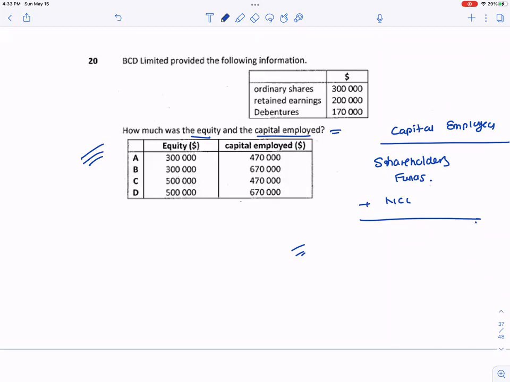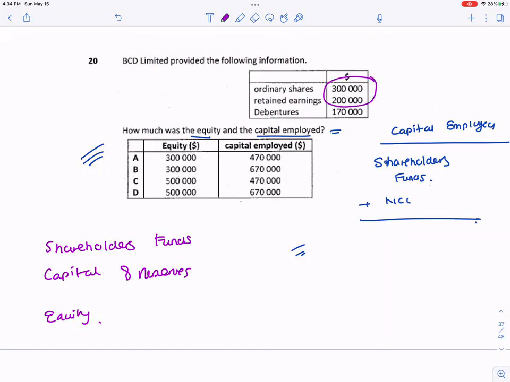Equity means shareholders funds. So basically now we have three names for shareholders funds: shareholders funds, capital and reserve section, or equity. What is the value of equity? Can you all tell me?